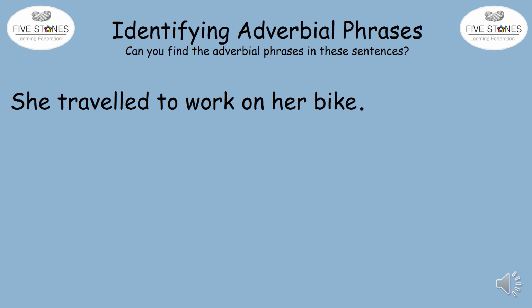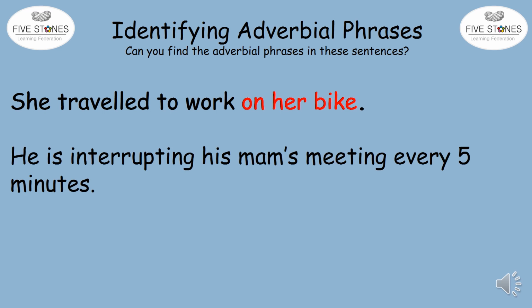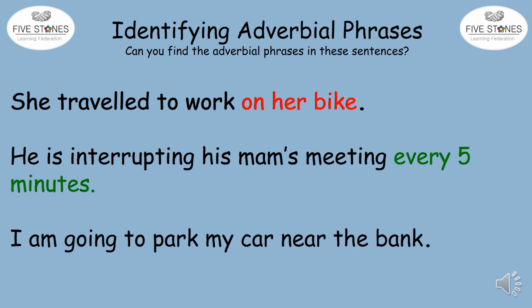She travelled to work on her bike. What is the adverbial phrase in my sentence? Have a think about it. It is, of course, on her bike. He was interrupting his mum's meeting every 5 minutes. What is the adverbial phrase in my sentence? Have a quick think. It is, of course, every 5 minutes. And then finally, I'm going to park my car near the bank. What is the adverbial phrase in this sentence? It is near the bank.